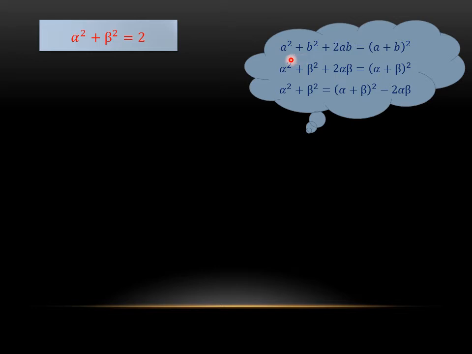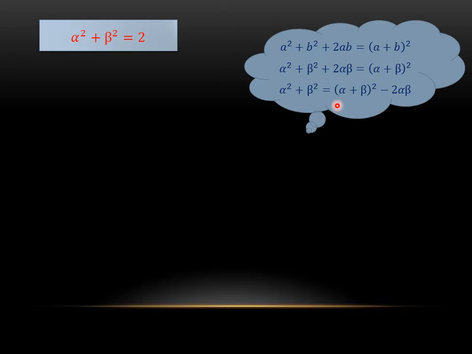We know the formula a square plus b square plus 2ab equals a plus b whole square. Replacing all the a's with alpha and all the b's with beta, we will get alpha square plus beta square plus 2 alpha beta equals alpha plus beta whole square. We have to get the value of alpha square plus beta square in order to replace it. So we will take plus 2 alpha beta to the other side of the equation. So now alpha square plus beta square, we have got the value, which is alpha plus beta whole square minus 2 alpha beta.